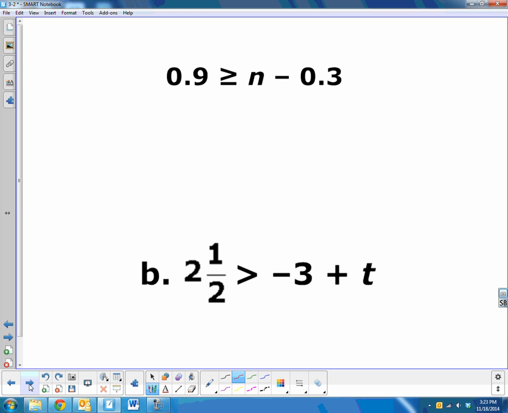I'm assuming you did it on your own. Again, I'm going to solve for n. Inverse operation, opposite of minus is plus. So I'm going to add 0.3 to both sides, and I'm going to get 1.2 greater than or equal to n. And then I'm going to graph it. And yes, you do need to graph it.